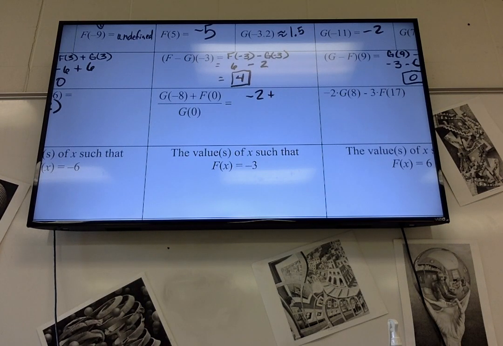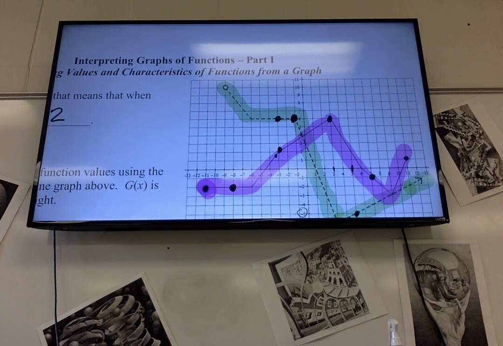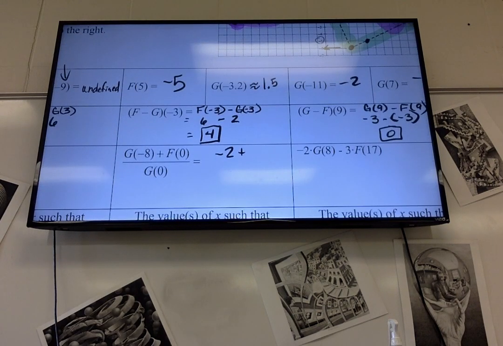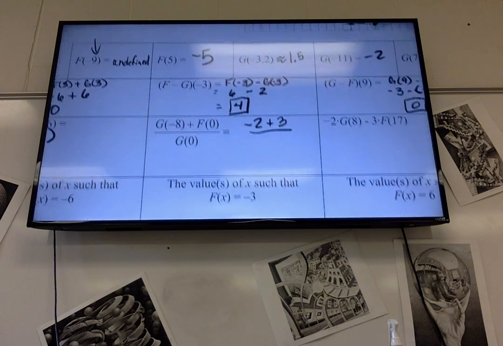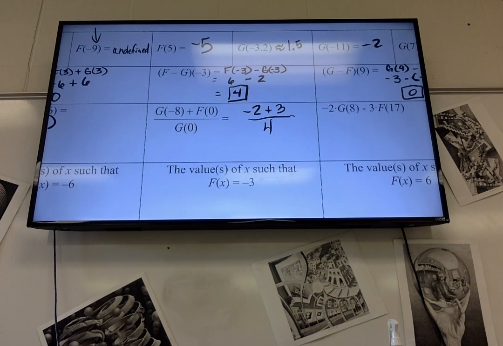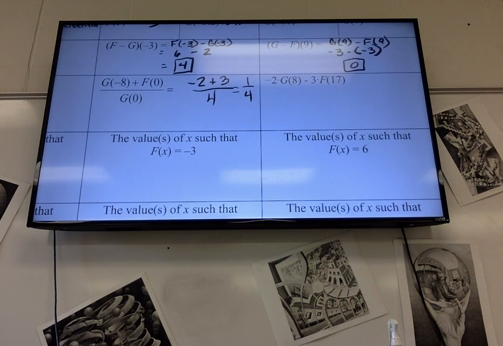F of 0. So that's the green line. F of 0 is right here, and the y coordinate of that is 3. And g of 0 is the pink one. It's right here, which is at 4. So that's 1/4. Yes, sorry, I think I'd be getting used to that by now. Questions on that one?